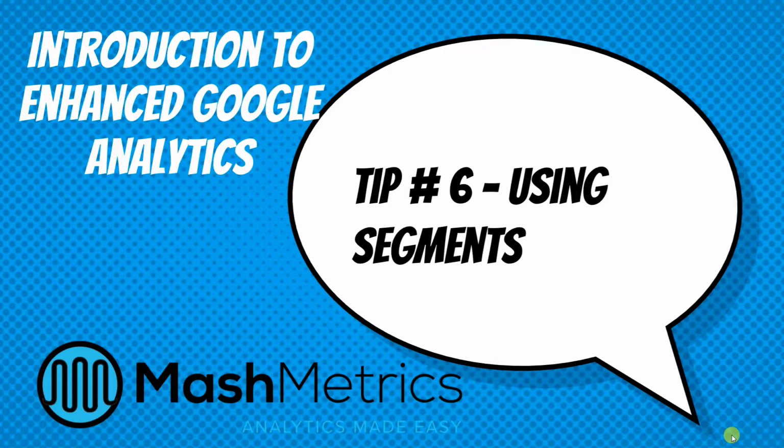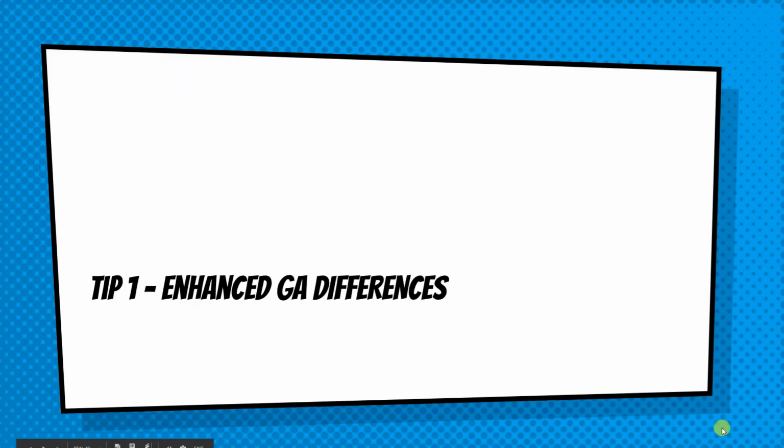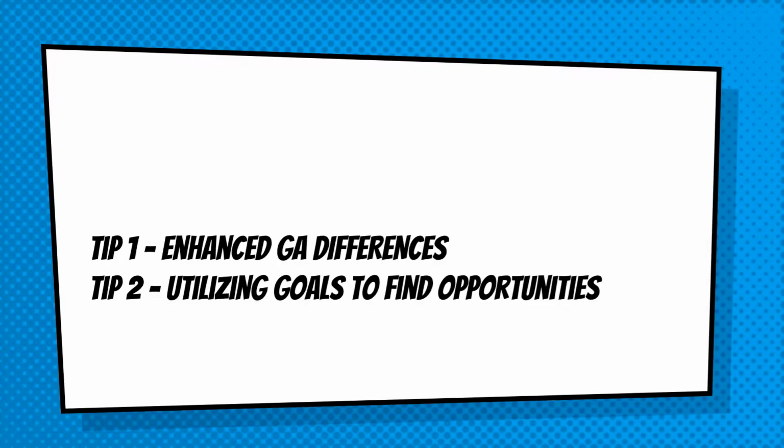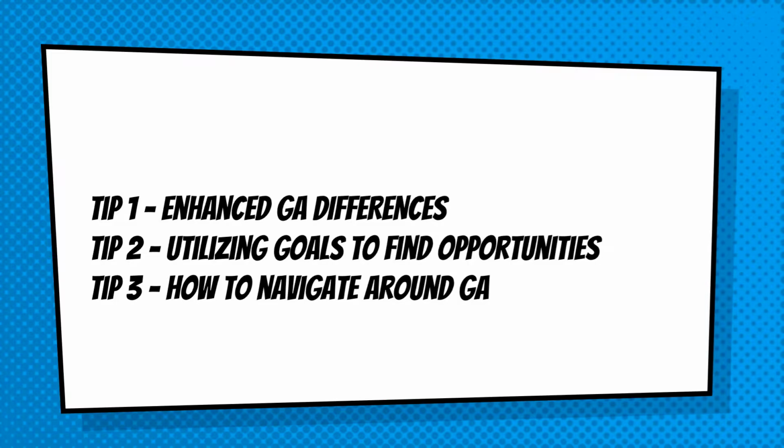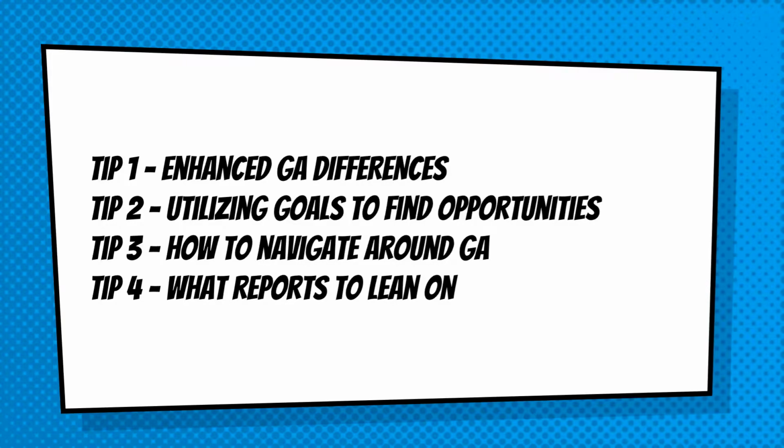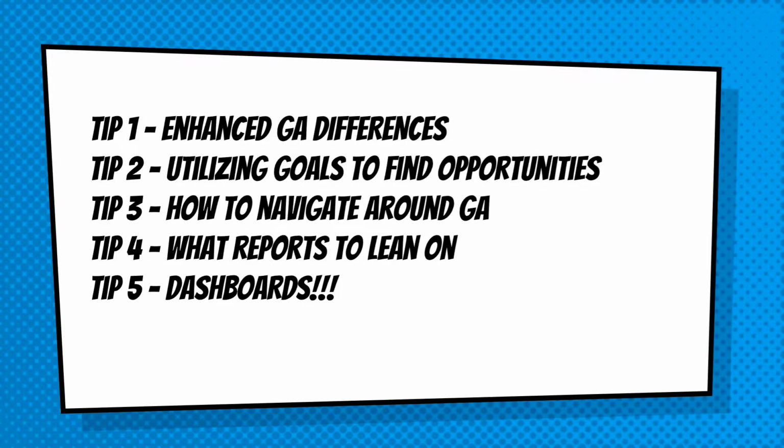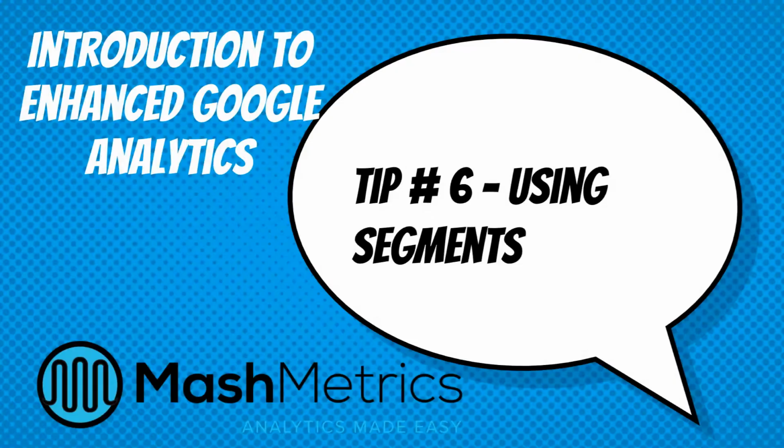Since we're halfway through the course, let's do a quick summary of what we've learned so far. The first tip was the enhanced Google Analytics differences, such as the bounce rate, time on site, and of course all the new goals and custom reports you have. Tip number 2 was how to utilize those goals to find some opportunities within your website. Tip number 3, how to navigate around Google Analytics. Tip number 4, what reports to lean on. Tip number 5, we introduced our great looking dashboards. And that brings us to tip number 6, using segments. So we think you're truly ready to impress your boss now.